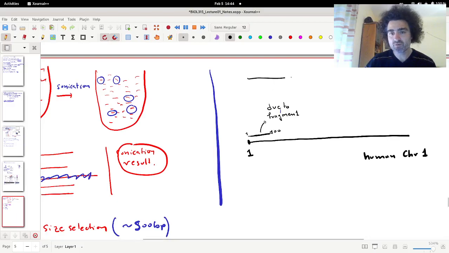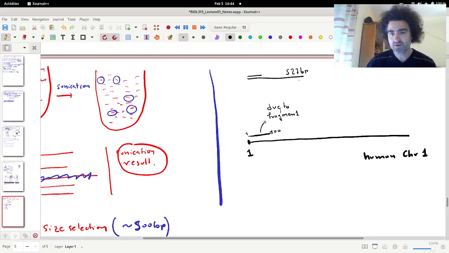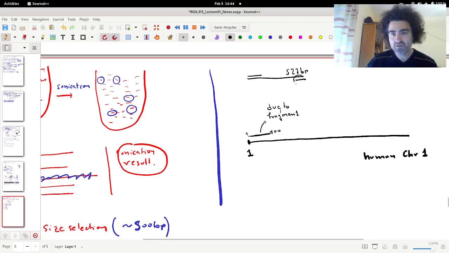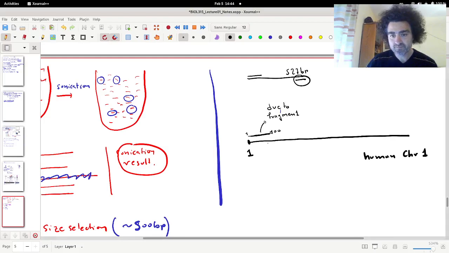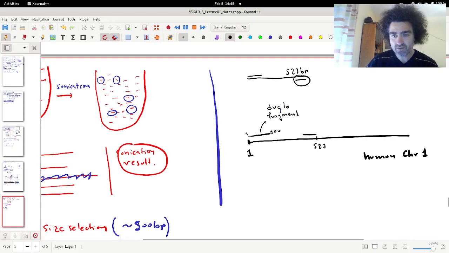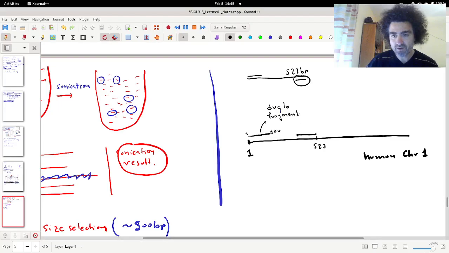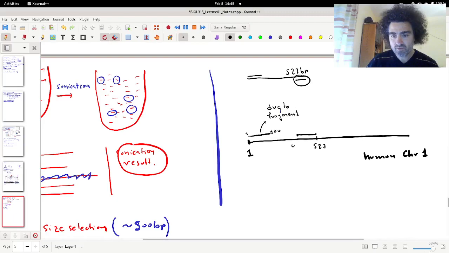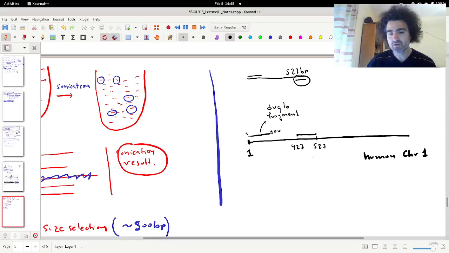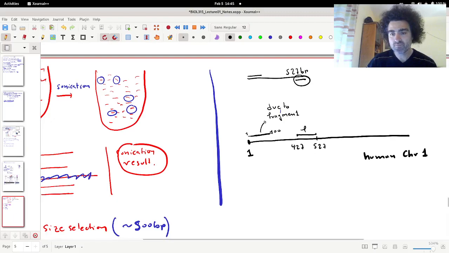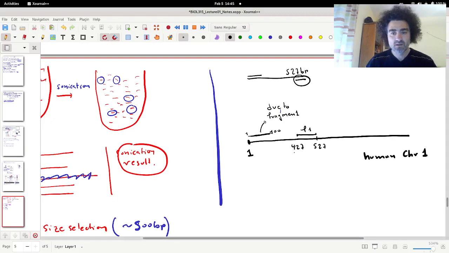You remember fragment 1 was 527 base pairs, but we read just 100 here and 100 here. And because we read this one, it means that, if this is position 527, we read also, because of fragment 1, positions 427 to 527. So this is again from fragment 1, and again its length is 100 base pairs.